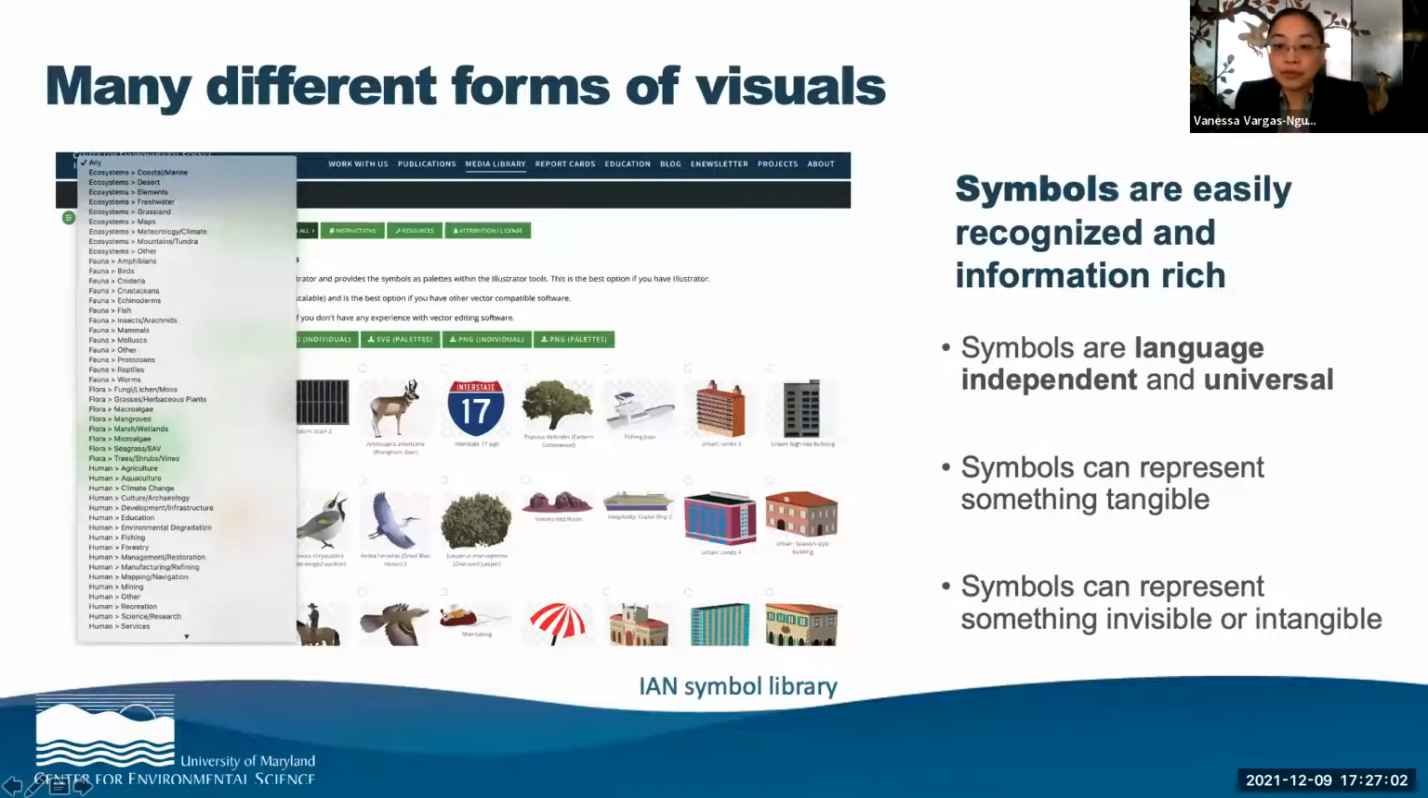At EN, what we commonly use are symbols, which are easily recognized and information rich. We have an EN symbols library that is free to download from our website. And we like symbols because symbols are language independent and they are universal. They can also represent something tangible, like a book or a building, and also something invisible, like the wind, or intangible things like emotions. Nowadays, in our daily life, we even use icons or emojis to communicate.